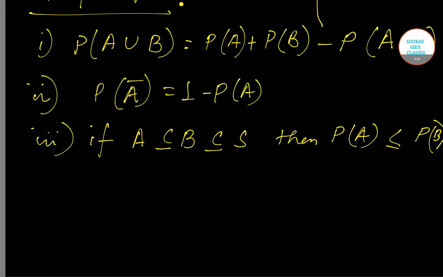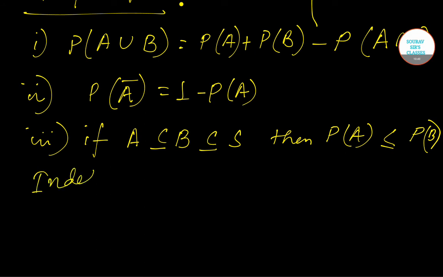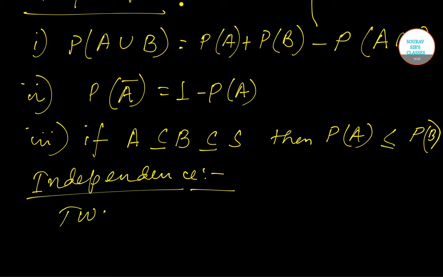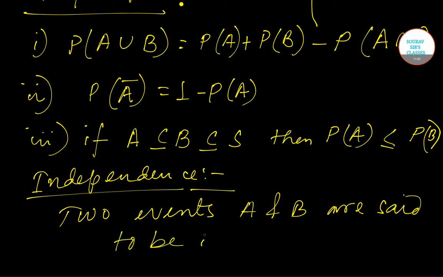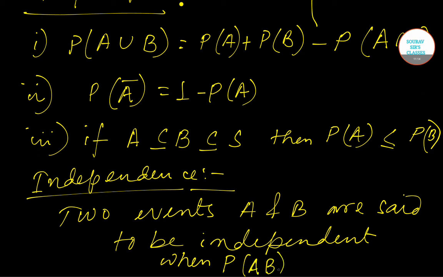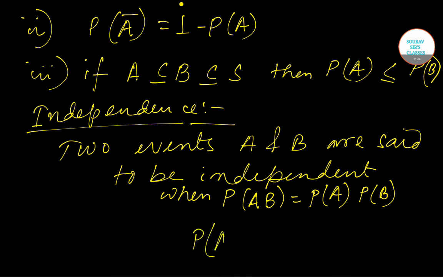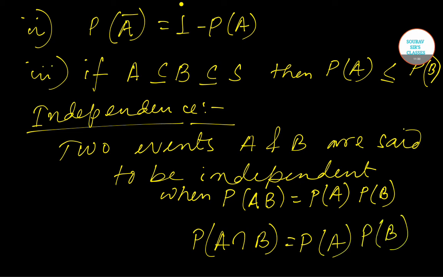Now we will talk about independence of the event. What is independence of two events? Two events A and B are said to be independent when probability of AB is equal to probability of A multiplied by probability of B. You can also write this as probability of A intersection B is equal to probability of A multiplied by probability of B.